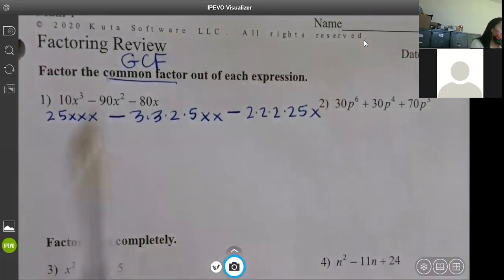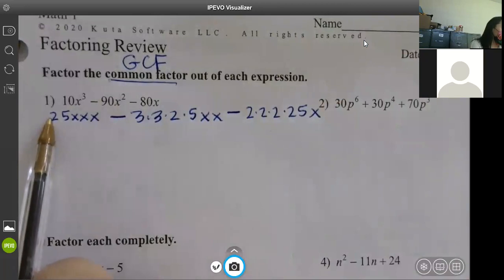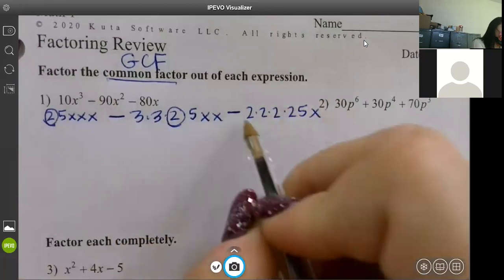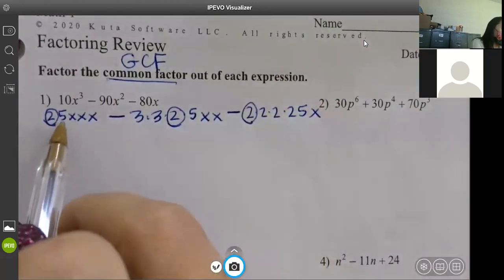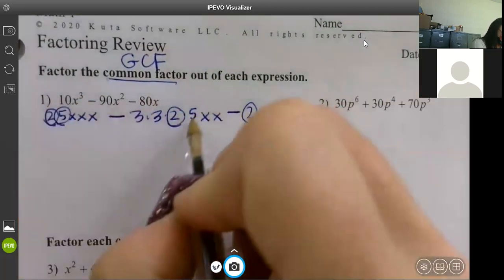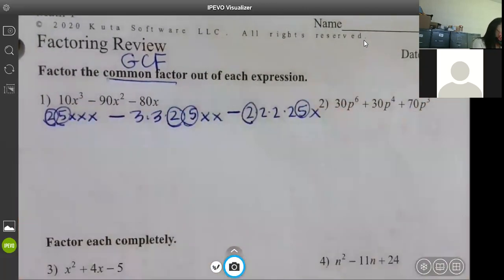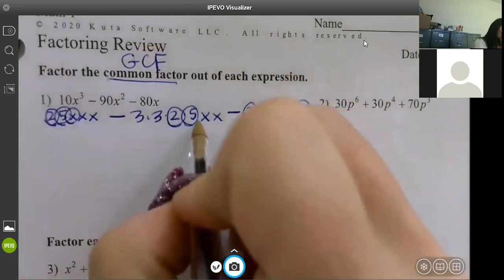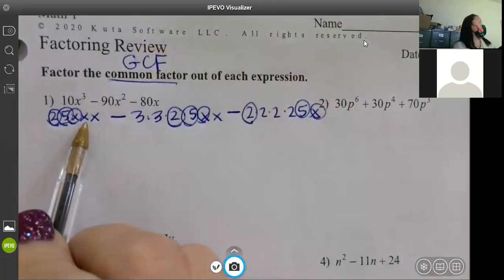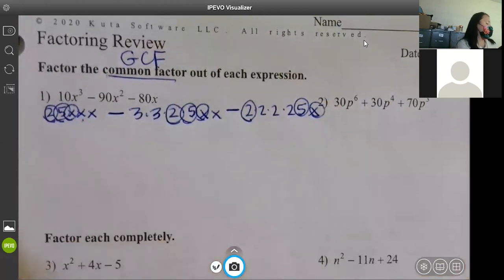Look at all of them. Look at the first term. Is there a 2 in all of them? So we circle it. Is there a 5 in all of them? Yeah, so we circle it. And then is there an x? Is there another x? Once we find a no, we're done, okay? Once we find that, we're done.